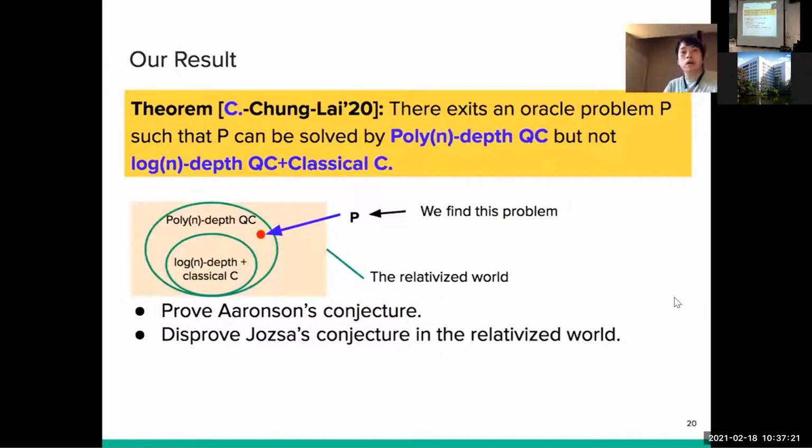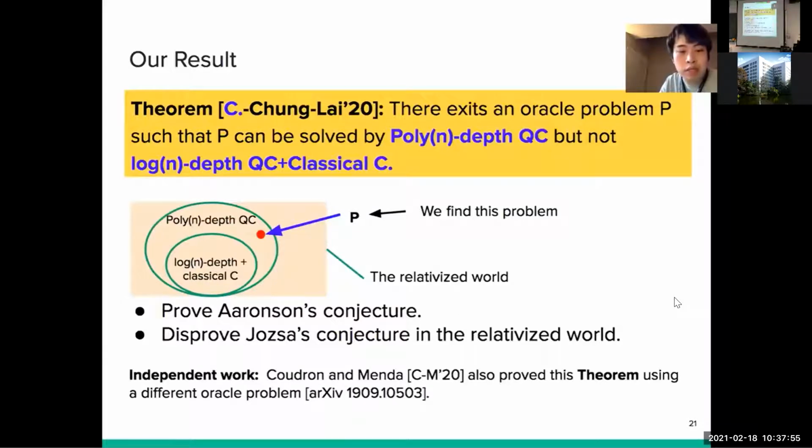Now in our paper we show that there exists an oracle problem P such that P can be solved by a polynomial depth quantum computer, but not by a log n depth quantum computer plus a classical computer. So we find this problem, which is in the outer circle but not in the inner circle, in the relativized world. Relativized world means that our result is relative to some oracle. So this proves Aaronson's conjecture, and also proves Jozsa's conjecture in the relativized world.